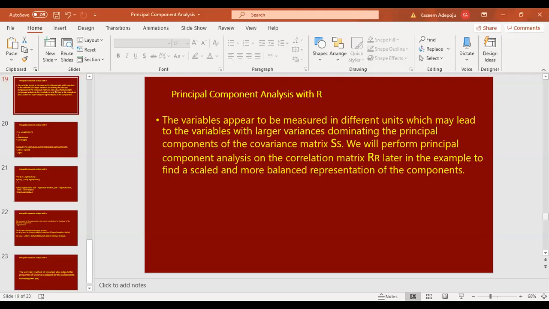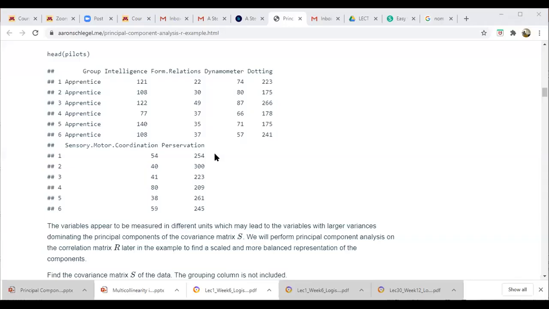Now, this is what I want to tell you. If the number of predictors and the number of experimental units are the same, it's going to create an estimation problem. If you take a look at what I'm projecting right now, can you see apprentice? Group intelligence, can you see that? Yes. So the number of experimental units here is 6, and the number of predictors is 6.